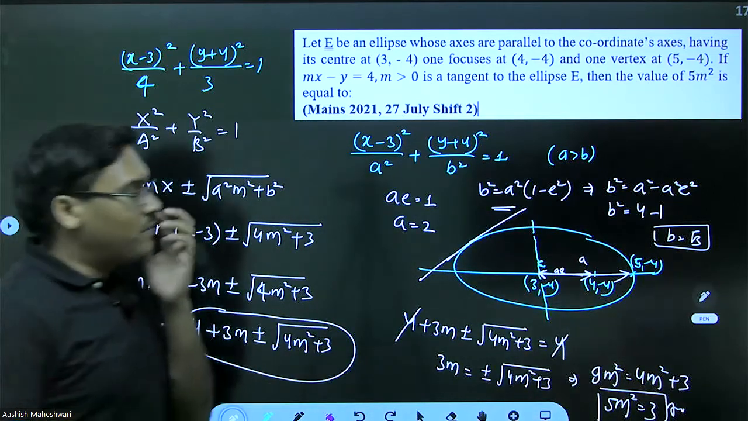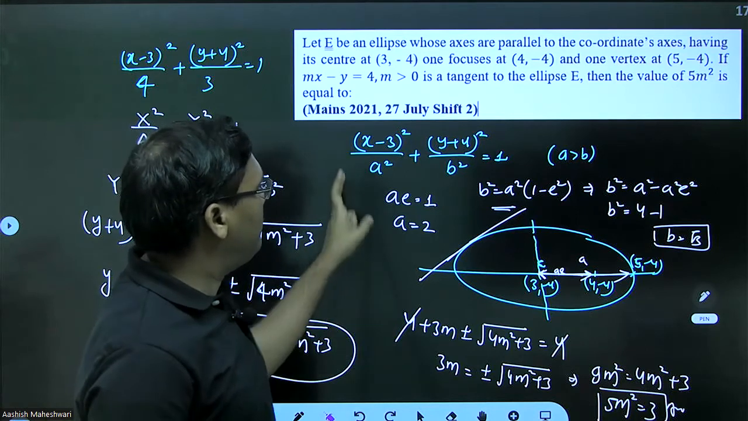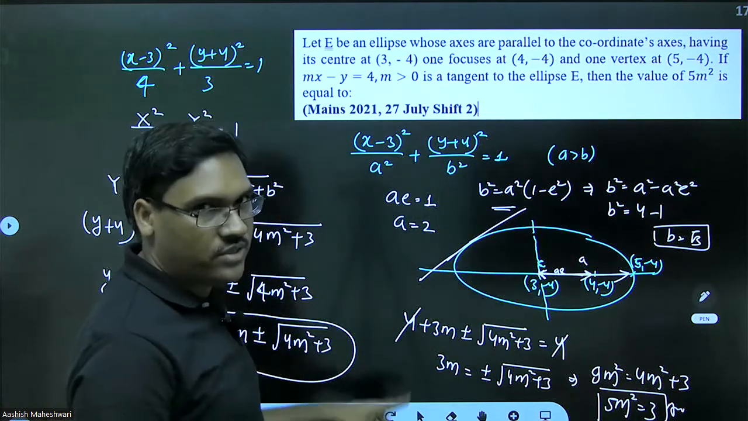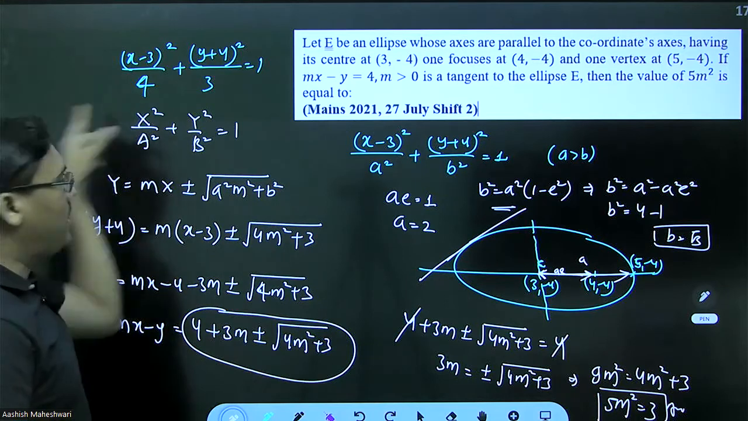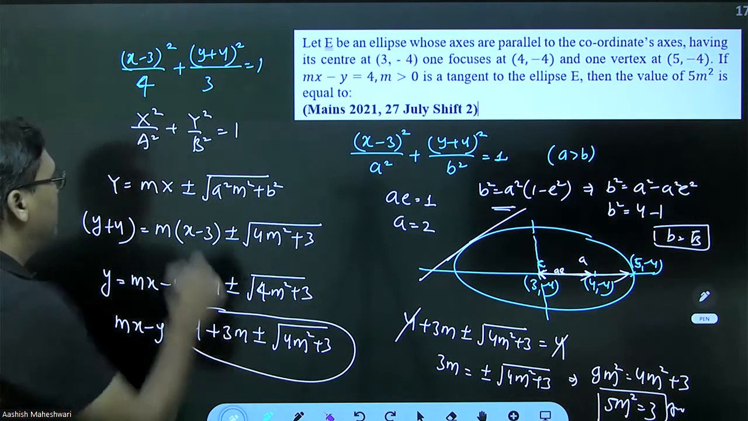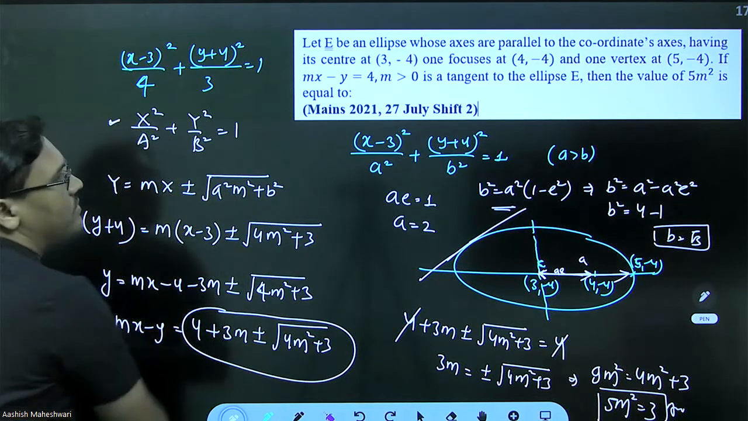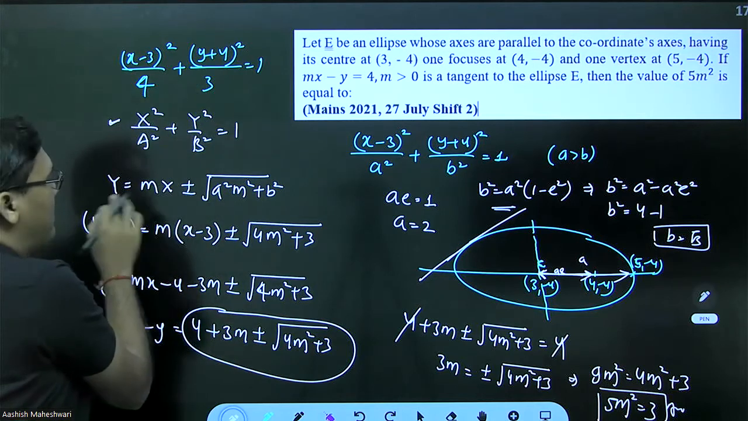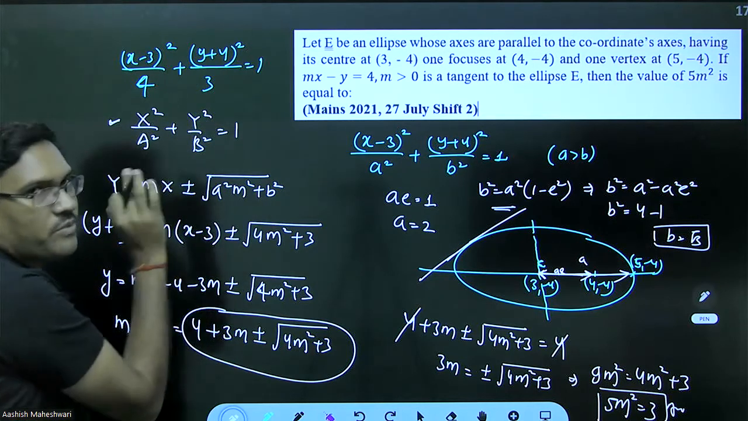यहाँ पे थोड़ा सा important point क्या था, देखो. How we got the equation of ellipse? First thing, this is the shifted ellipse. And how we got the equation of tangent? This is standard ellipse. इसका equation of tangent को पता है y is equal to mx plus minus root of a square m square plus b square.